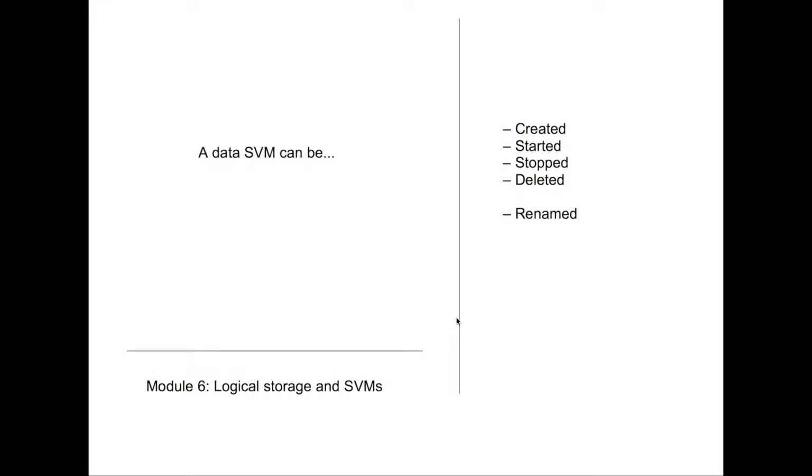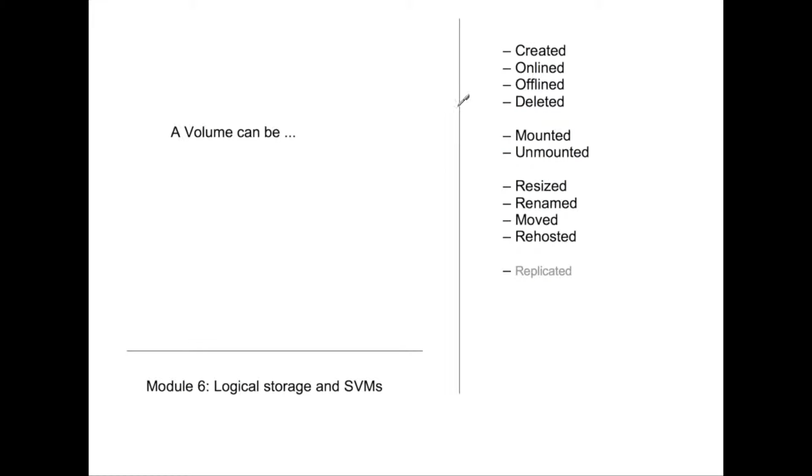Now, before we can go to the lab on SVMs and logical volumes, a couple of things before we do that. First of all, obviously, a storage virtual machine can be created, and after you've created it, it's automatically started. The minute that it is started, clients can access the volumes. If you stop it, you will disallow access to the SVM altogether, also for the IP addresses and for the volumes. And obviously, a storage virtual machine can be deleted, means removed. And if you like, you can rename it on the fly.